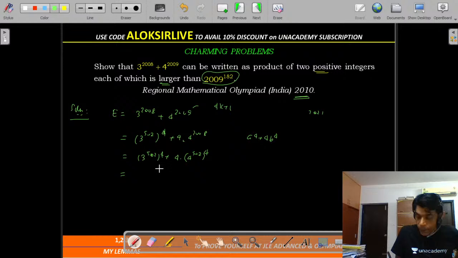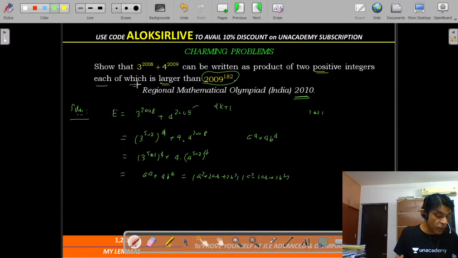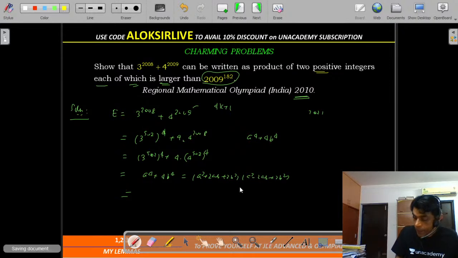Okay, let's go. So 3 to the 502 plus 4 to the 502. So I write a to the 4 plus 4 times b to the 4, because I will not waste my time writing this one. So we can write this as a squared plus 2ab plus 2b squared, and a squared minus 2ab plus 2b squared. See, because they are saying each of which is larger, so better you prove that the smaller factor exceeds this one, then the larger automatically exceeds. That's how we can save some time. So this is the smaller factor.